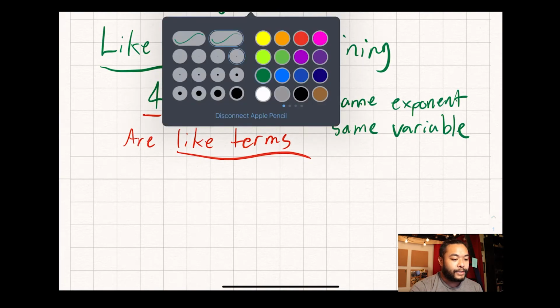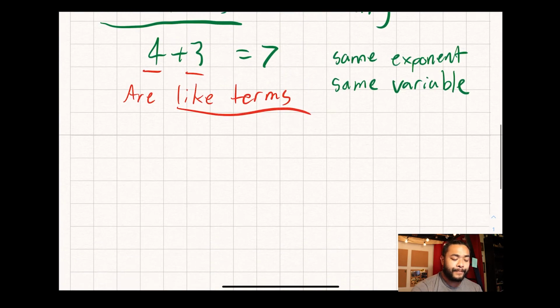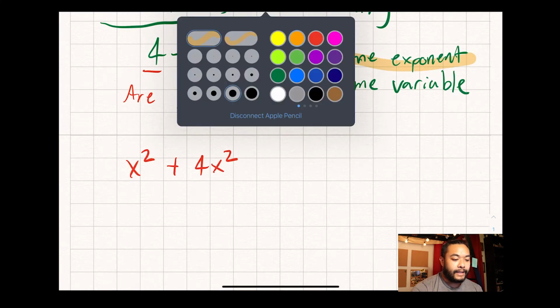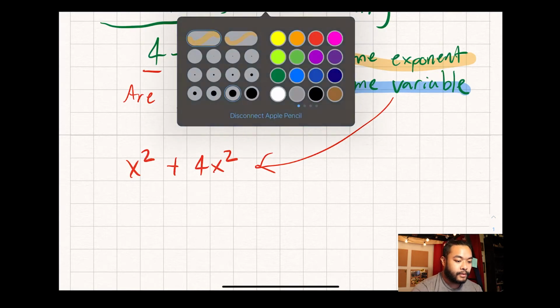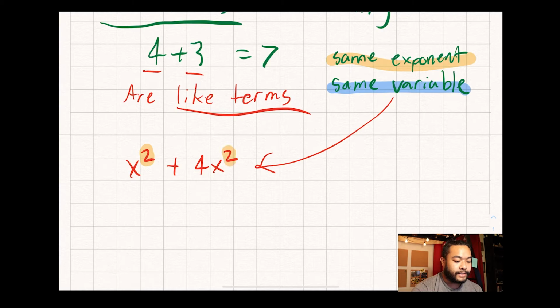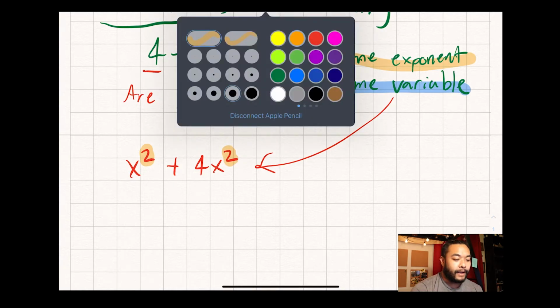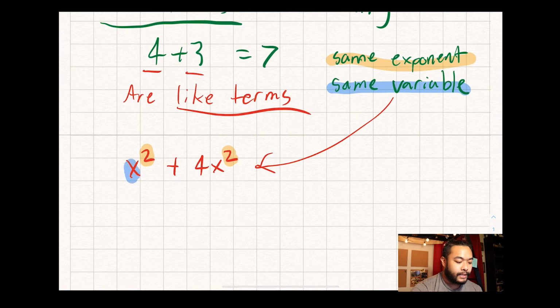So, without getting too complicated, maybe I have x squared, and let's add 4x squared to it. Okay, so what did I say? It needs to have the same exponent and it needs to have the same variable. So if we take a look, my exponent is squared, or raised to the power of 2, and my variable in blue is the x.